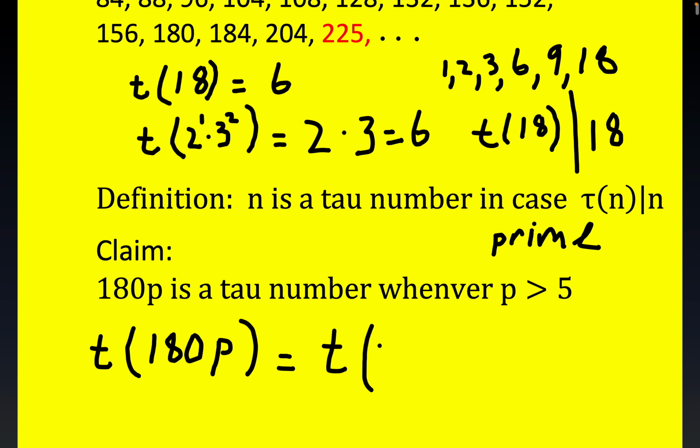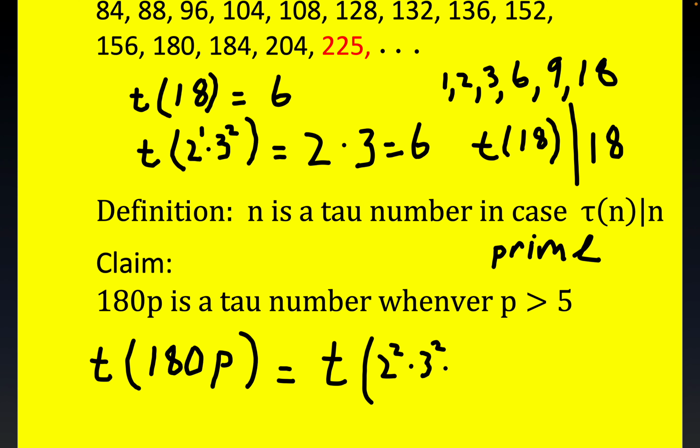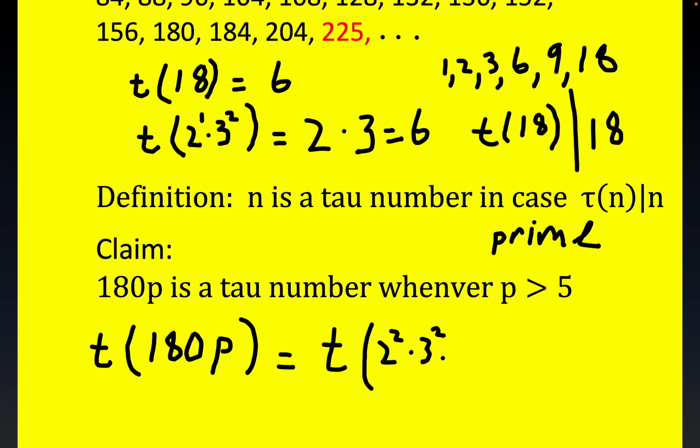But we can write 180 is equal to 36 times 5. Well, that's 2 squared times 3 squared times 5, right? 2 squared is certainly 4. 3 squared is certainly 9. 4 times 9 is 36. 36 times 5 is 180. Okay. Now notice also we've got to juxtapose the p there.